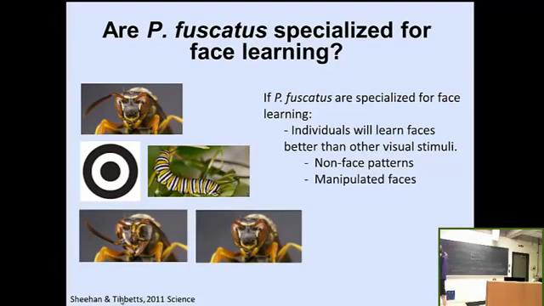And then we also trained them to discriminate manipulated faces. So we took a normal face and we jumbled it up. And then we took a normal face and we digitally removed the antenna. So we chose to remove the antenna because we know that during social interactions, the placement of the antenna is really important. So we thought that wasps might be particularly attuned to antenna in face assessment.